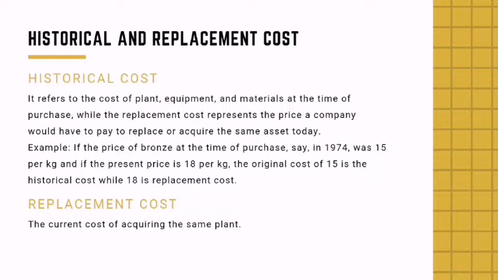Historical and replacement costs. Historical cost refers to the cost of plant, equipment and materials at the time of purchase, while the replacement cost represents the price a company would have to pay to replace or acquire the same asset today. Example, if the price of bronze at the time of purchase, say in 1974, was 15 per kilogram, and if the present price is 18 per kilogram, the original cost of 15 is the historical cost, while 18 is the replacement cost. So basically, replacement cost is the current cost of acquiring the same plant.